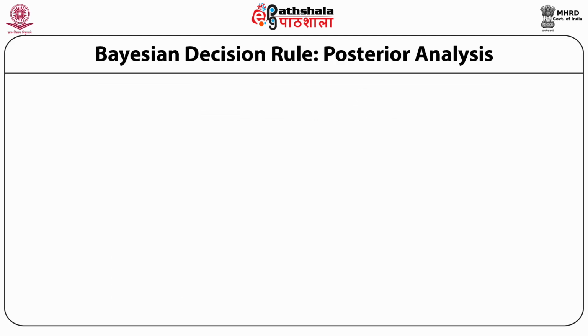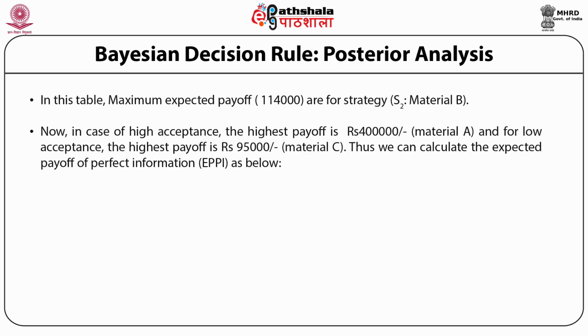Now I would be using the maximum expected payoff as I have calculated just now. In case of high acceptance, the highest payoff is rupees 4 lakh, you can see in the given data. That is obviously for material A. And for low acceptance, the highest payoff is rupees 95,000. That is for strategy 3 or material C. So thus we can calculate the expected payoff of perfect information as below.